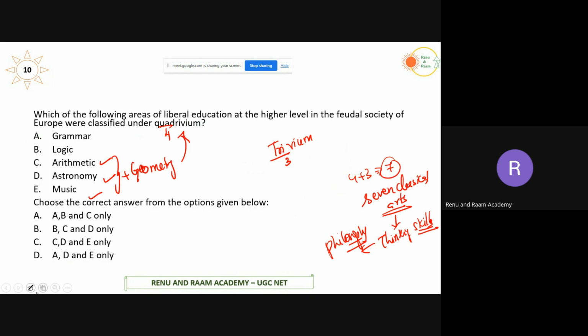When you take trivium, we have grammar, logic, and the other one is called rhetoric. Rhetoric is nothing but the art of persuasion. So if you take these 3 together, it is called trivium. Grammar, logic, rhetoric, arithmetic, astronomy, music, and geometry, all these 7 are called the 7 classical arts, which form the basis of the liberal arts education in Western society, and they are considered the basis of thinking skills. Whereas practical skills means medicine and architecture. Thinking skills are those which form the basis of philosophy.